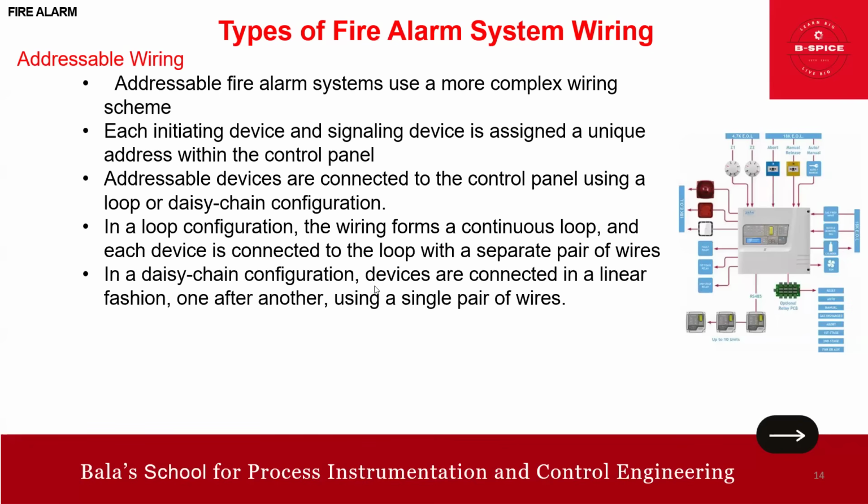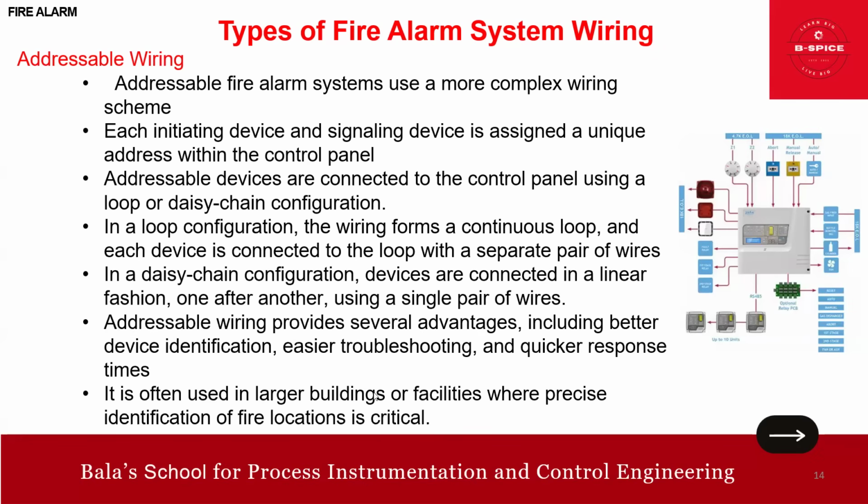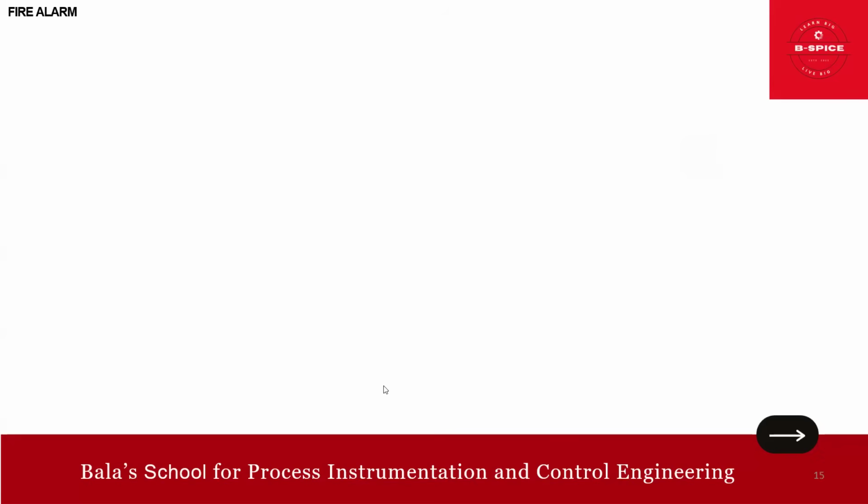In a daisy chain configuration, the devices are connected in a linear fashion, one after the other, using a single pair of wires. That is how it looks like this, right? So addressable wiring provides several advantages, including better device identification, easy troubleshooting, and quicker response time. So this is about the addressable wiring. It is often used in large buildings or facilities. So yeah, that's it, friends.